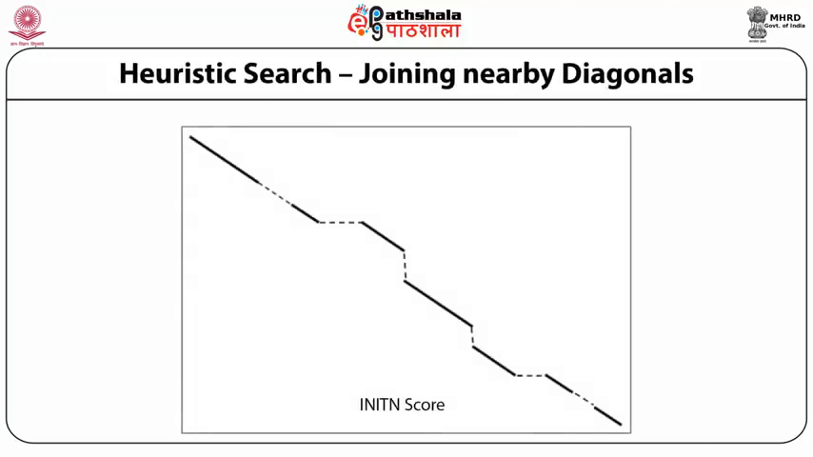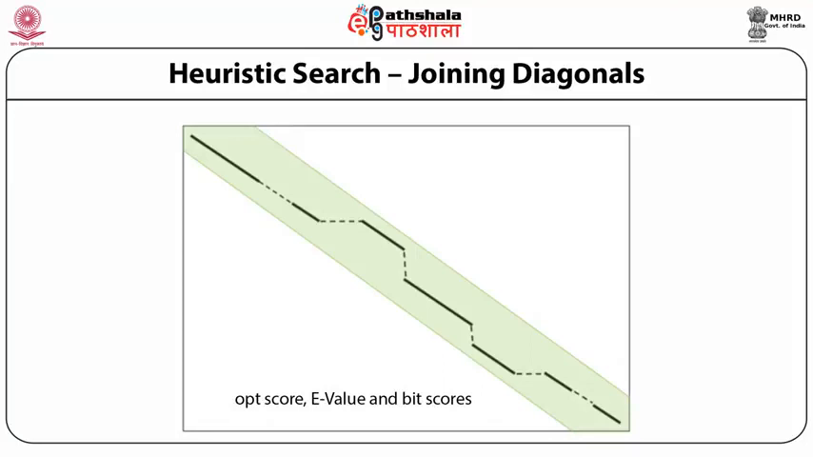The nearby ungapped diagonals with different offset are joined by introducing gaps till the alignment score is above a certain threshold. The best gapped alignment is retained and its score is reported as INITN score. This is followed by Smith-Waterman alignment. The optimal dynamic programming alignment and its score is reported as OPT score. Finally, e-value and bit scores are calculated for evaluating statistical significance of each alignment.